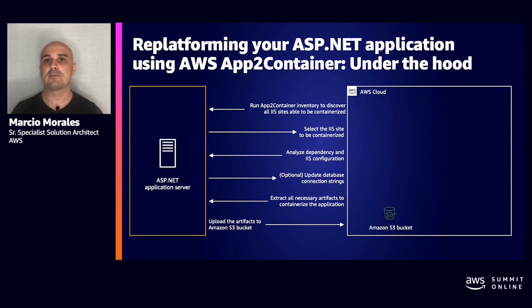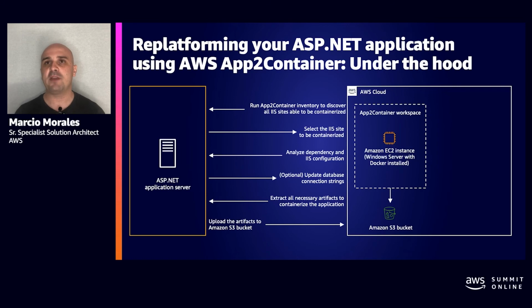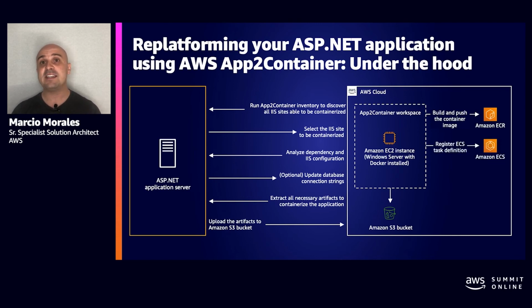Amazon S3 bucket. From there, the App2Container workspace, which is an Amazon EC2 instance where you are going to install App2Container and which contains Docker, is going to containerize. It's going to create a Windows container image with your app and push it to Amazon ECR, Elastic Container Registry. App2Container then is going to register an ECS task definition, so you can test your application on a Windows container image on an ECS cluster. Also, it's going to generate a CloudFormation template to deploy the ECS cluster if you don't have one.